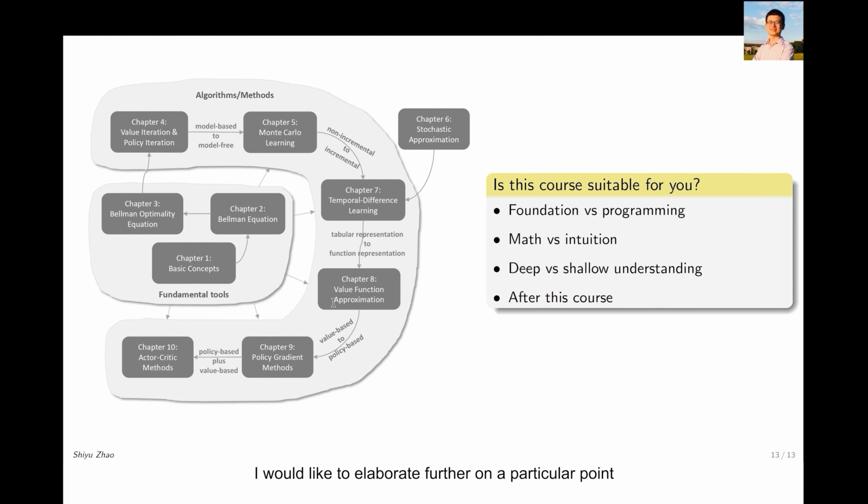Before concluding, I would like to elaborate further on a particular point. Is this course suitable for you? Let me outline the features of this course, allowing you to make an informed decision. First, this course focuses on the principles rather than on programming practices. For those interested in learning programming, there are many other excellent resources available.